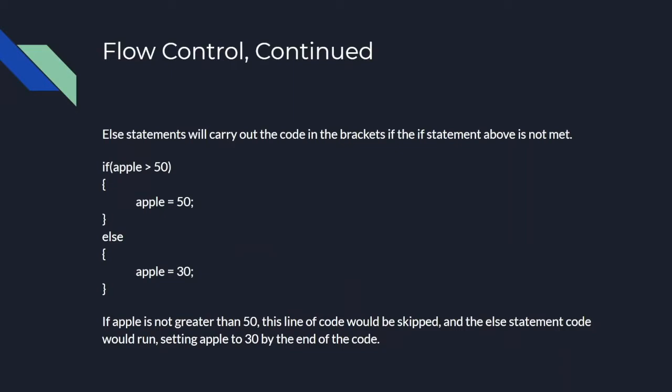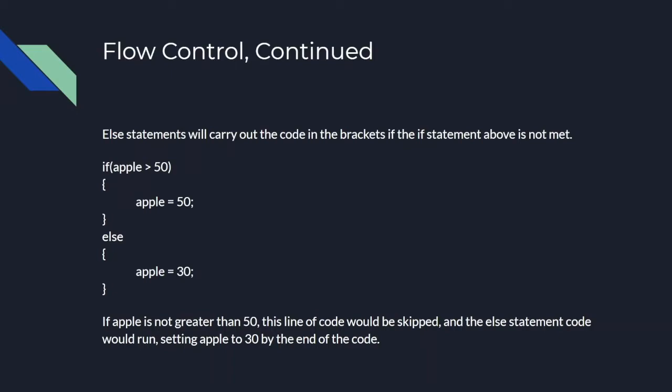Else statements must be placed after an if statement. If the if statement's condition is not met, then the else statement will execute the code in its own brackets. So now, if the variable apple is greater than 50, it will be set to 50. However, if it's not greater than 50, it will be set to 30. This means that if apple is 10, it will be set to 30. If it's 40, it will be set to 30. However, if it's 60, then it will be set to 50.